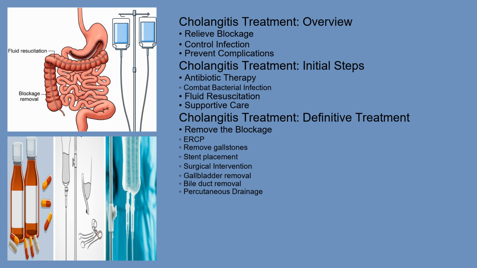Treatment for cholangitis focuses on relieving the blockage, controlling the infection, and preventing complications. The first step is usually antibiotic therapy to combat the bacterial infection. Fluid resuscitation and supportive care are also important. The definitive treatment involves removing the blockage, which can be achieved through ERCP, surgical intervention, or percutaneous drainage. ERCP allows for the removal of gallstones or placement of stents to open up strictures. In severe cases, surgical removal of the gallbladder or bile duct may be necessary.